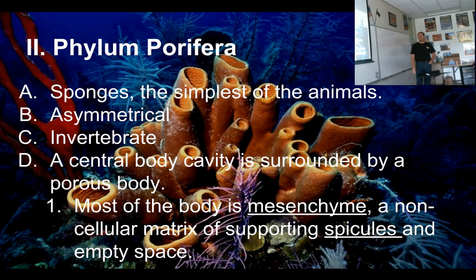And then we have some terms here for tissues that you will find in a sponge. Most of the body is mesenchyme. Mesenchyme, the CH is a hard sound in this one. So not mesenchyme, but mesenchyme. A non-cellular matrix of supporting spicules and empty space.